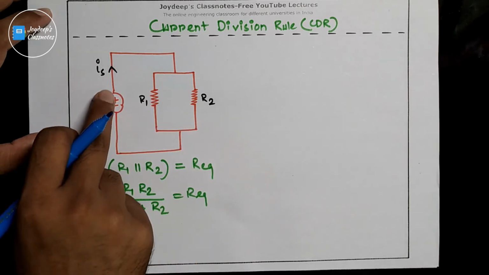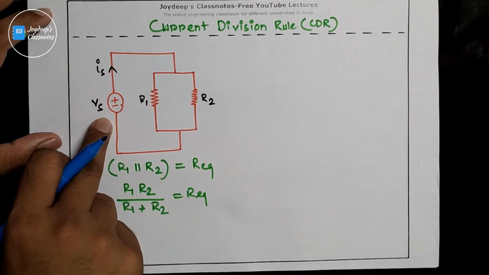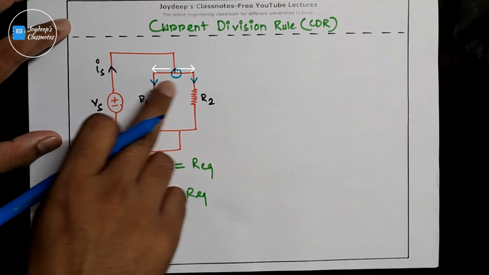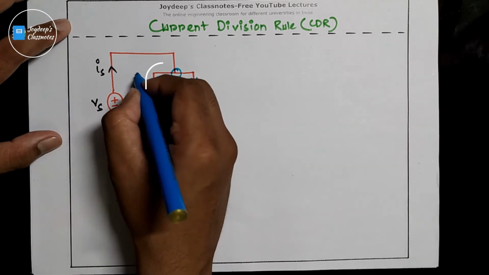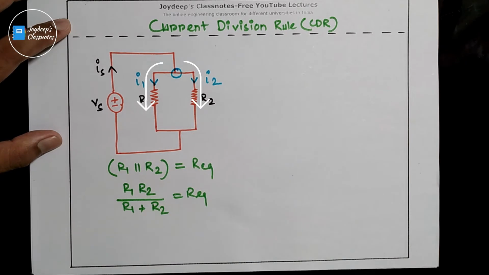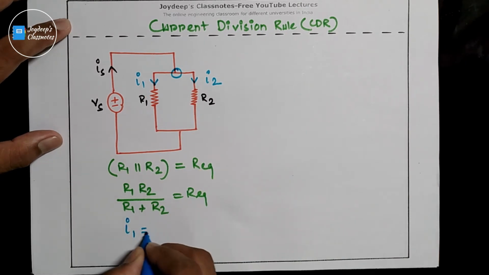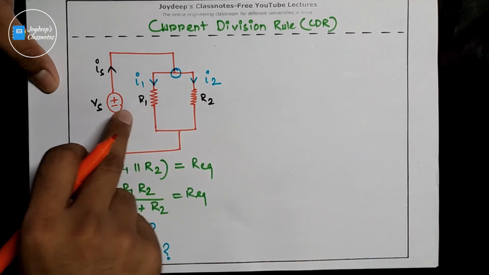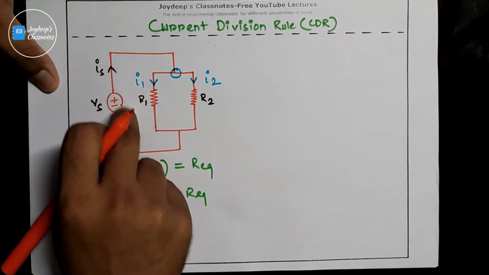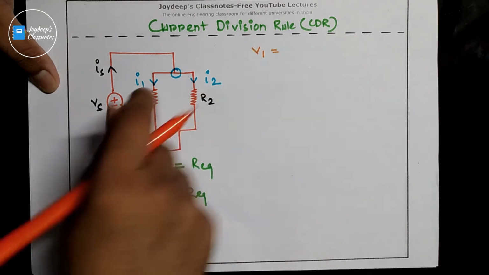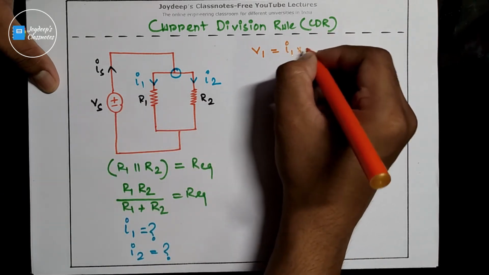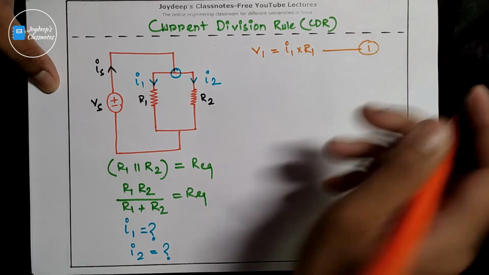So let's say this is the source current that is flowing due to this voltage source. Now when this total amount of source current is passing through this node, it gets divided into two parts, namely I1 and I2. What we want to find out is the value of I1 and the value of I2. Clear? So what is the voltage drop across this resistance R1? That is V1, which equals the current passing through this resistance multiplied by the value of this resistance, that is I1 into R1. Let's name this equation 1.